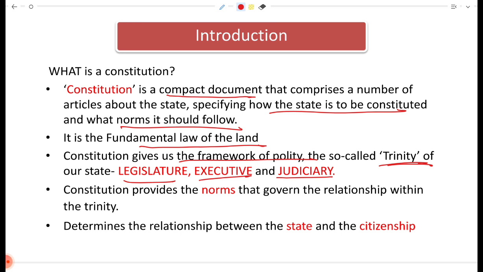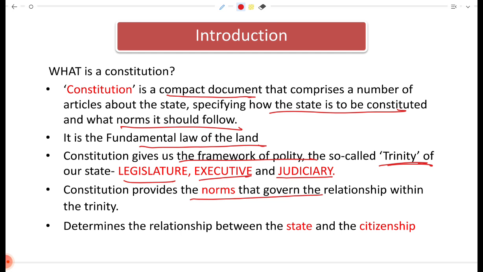Next, it also sets the rules of interaction between the three organs. In simple words, it makes sure that no organ becomes too powerful and that all three work together in balance.